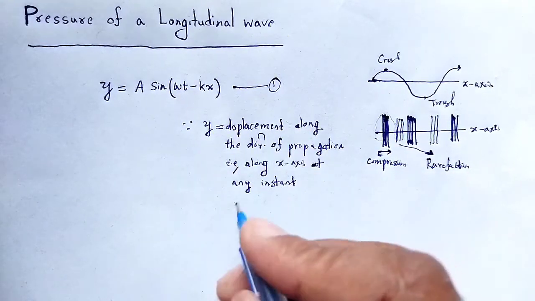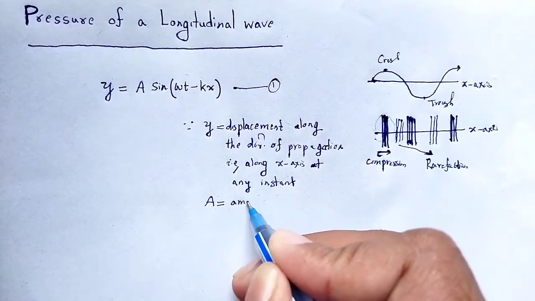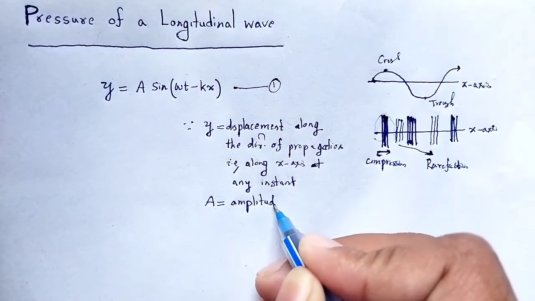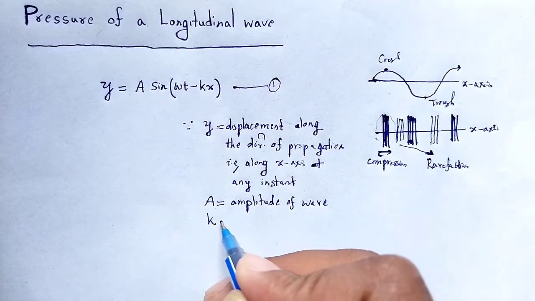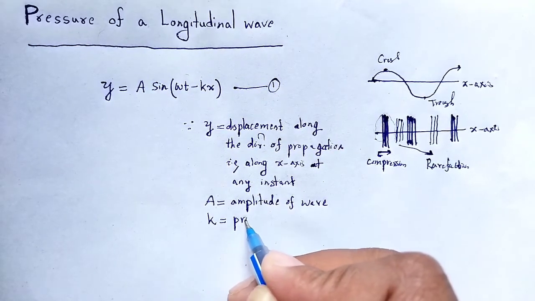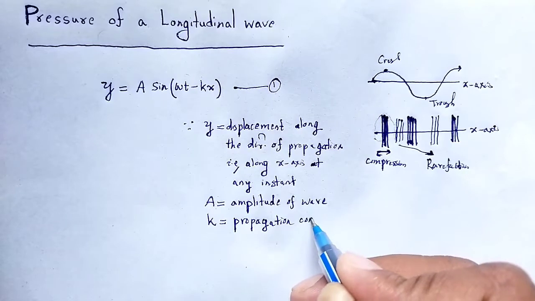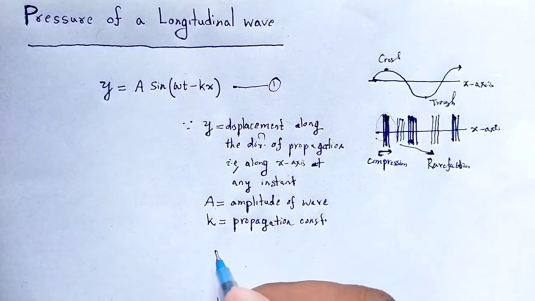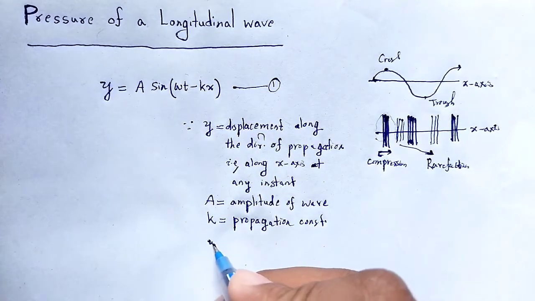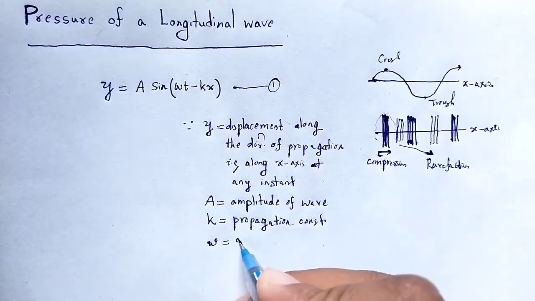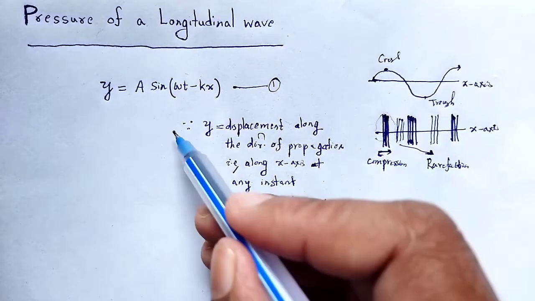A is the amplitude of the wave. k is the propagation constant, or we can say the wave number. Omega is the angular frequency of the wave.